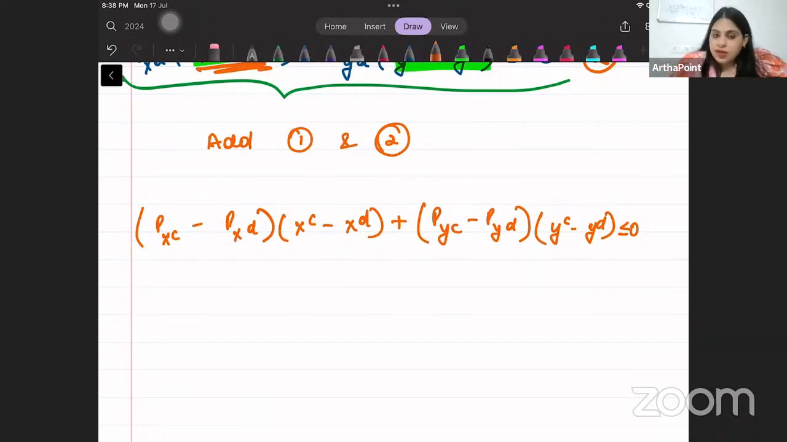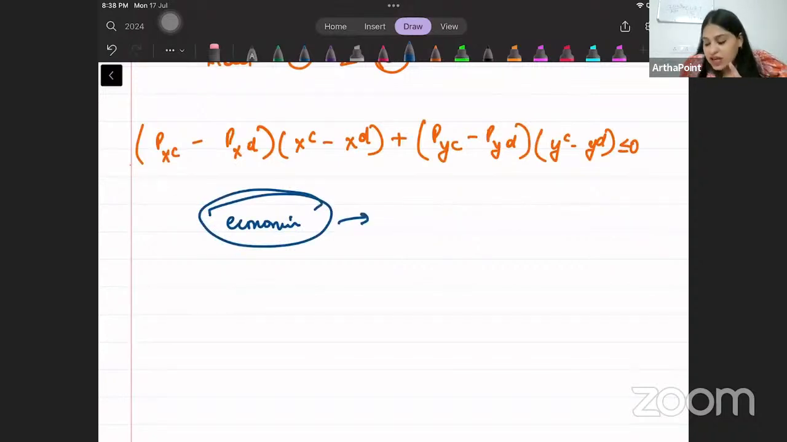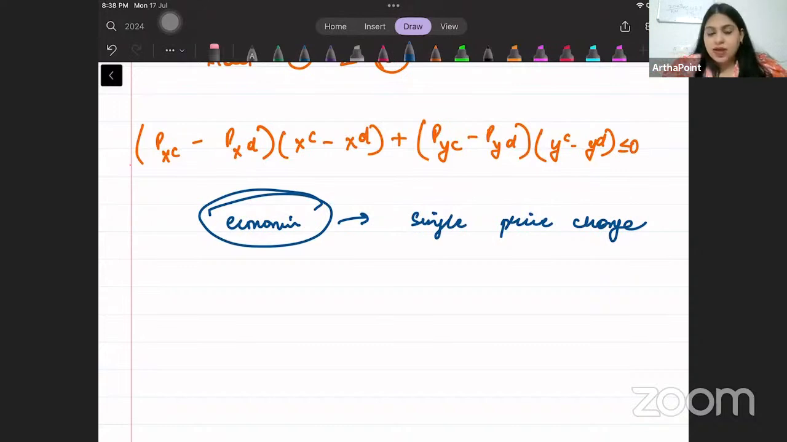Now tell me something. In economics, whenever we do Slutsky, at one time we change only a single price. When we change the price of good X, we hold the price of Y constant. And when we change the price of good Y, we hold X constant. So if I want to analyze how the price of good X is changing, I should ideally be holding the price of good Y constant. That will give me a better analysis.